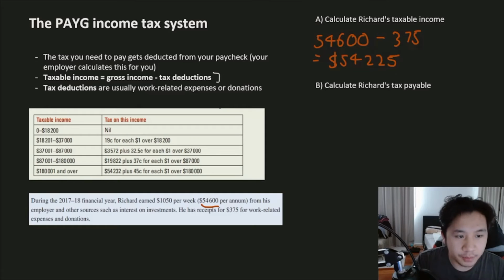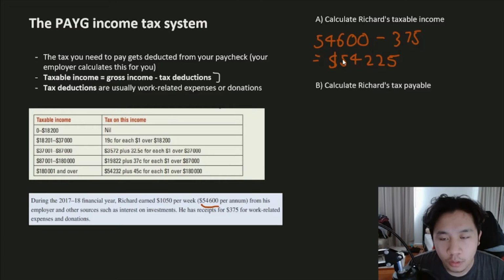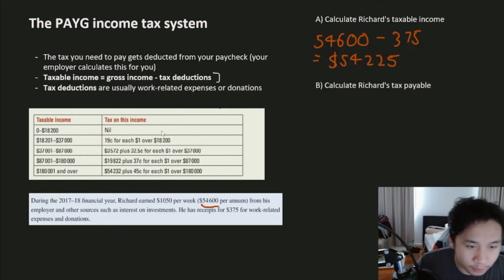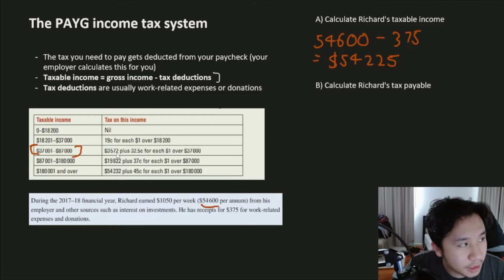All right, here it says to calculate Richard's tax payable, which I didn't explain before, but it's essentially how much tax you need to pay based on this tax table right here. Okay, so we know his taxable income is $54,225. That falls under this bracket right here. And so here it tells us he has to pay $3,572.